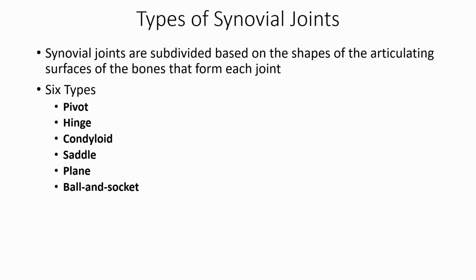So let's get into the different types of synovial joints we find. These are just divided up based on the shapes of the articulating surfaces of the bones that form the joint. And so we have 6 different types. We have a pivot, a hinge, a condyloid, a saddle, a plane, and a ball and socket. The hinge and the ball and socket ones are the ones you're probably already familiar with, but the other 4 might not be so clear cut. So let's take some time and talk about all 6.